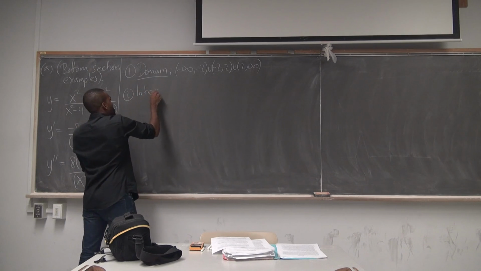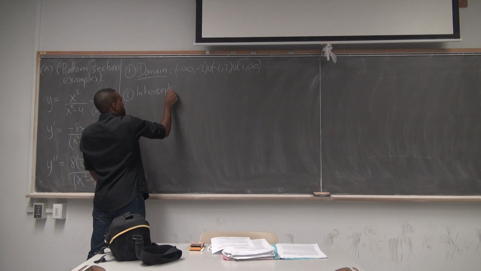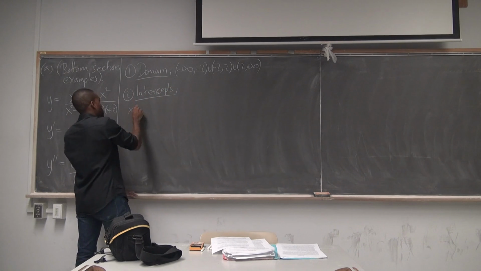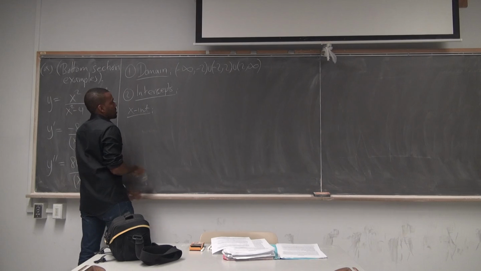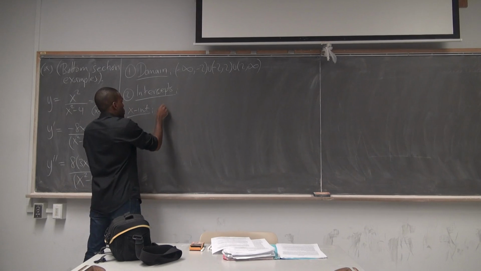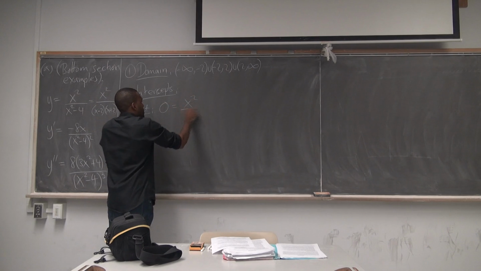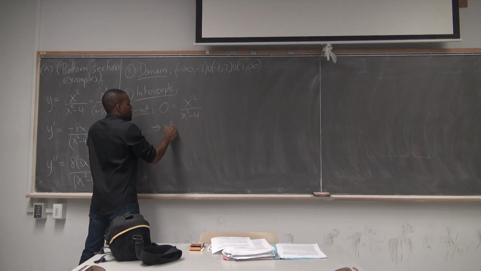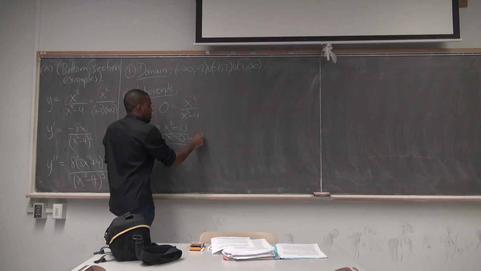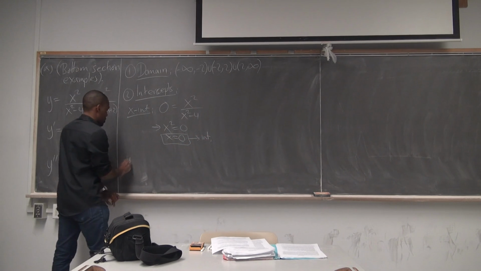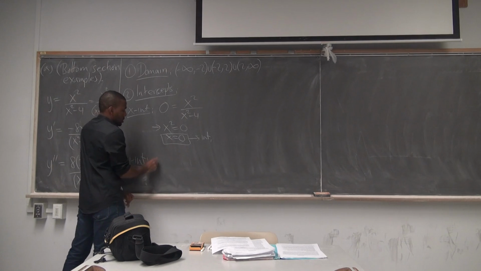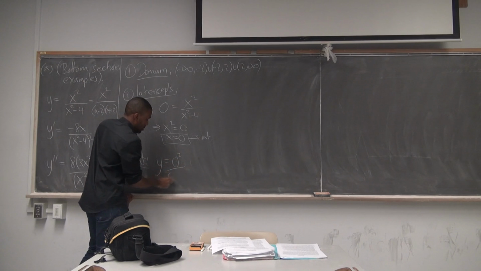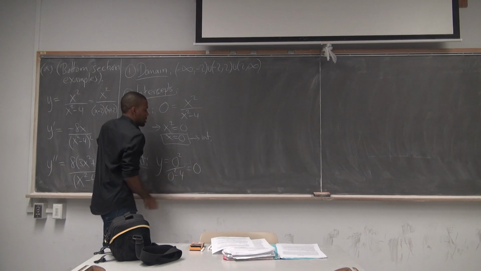Intercepts. So let's work on the x-intercept. How do I find the x-intercept? Same way we always find it, set y equals 0. Remember, a fraction is equal to 0 when the numerator is equal to 0. So that just means x equals 0. Y-intercept. How do you find the y-intercept? Plug in x equals 0. Same way we always find the y-intercept. So that's 0.